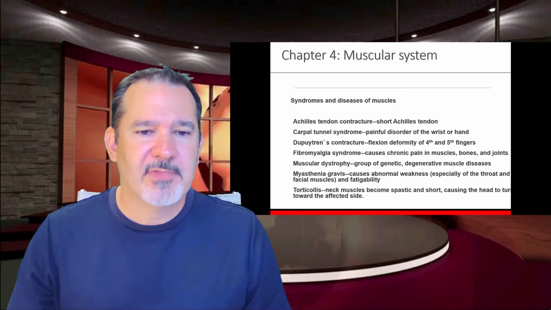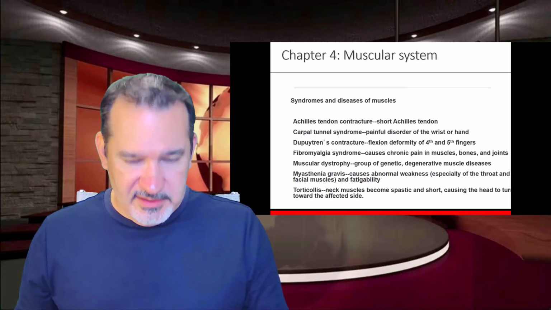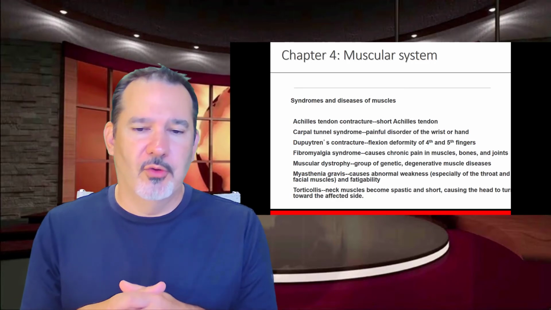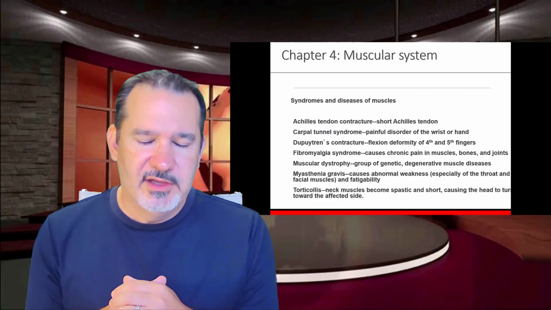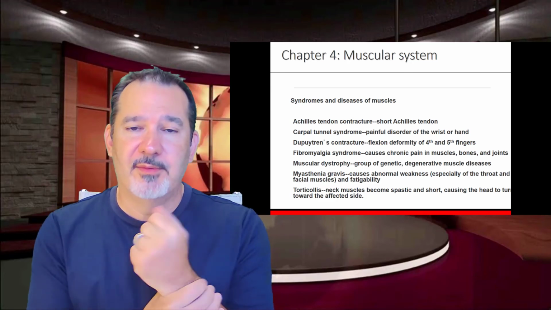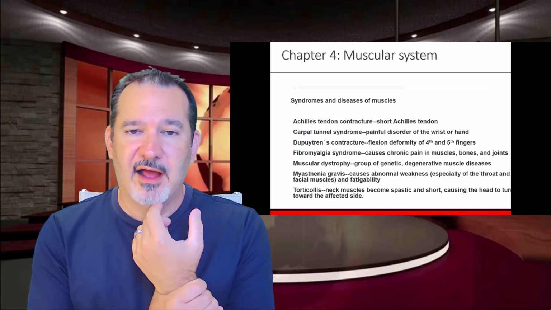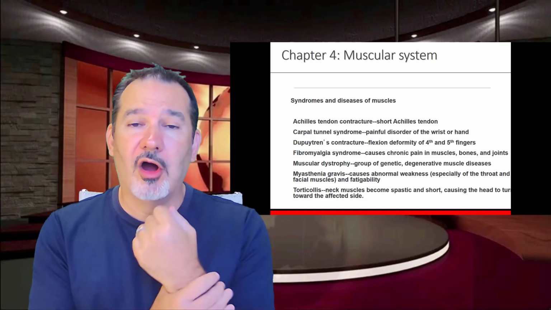Okay. Let's see different syndromes and diseases of muscle. Achilles tendon contracture, or atrophy or shortening of the Achilles tendon, very common. Carpal tunnel syndrome, of course, very painful. Wrist and hand or lower arm disorder.